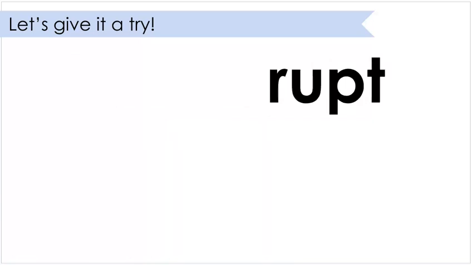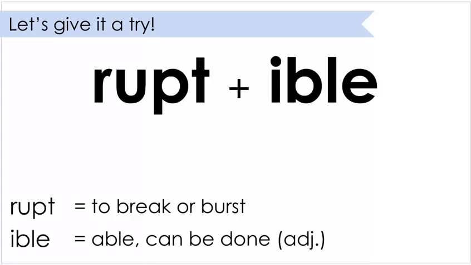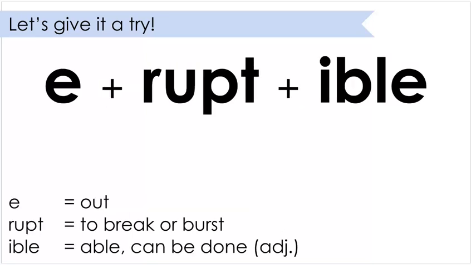Let's do one more for our last suffix. We're going to take rupt. We're going to add it to ible, which means able, can be done, creating an adjective. Again, it won't make a real word, so we're going to add a prefix that we've already done this week. We're going to add e, which means out, to rupt, which means to break or burst, and ible, which means able to, can be done, creating an adjective. What would our new word be, and what would it mean?